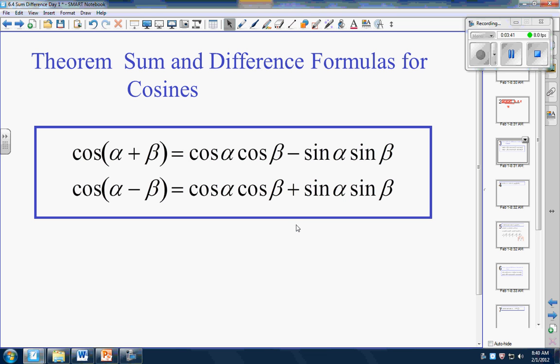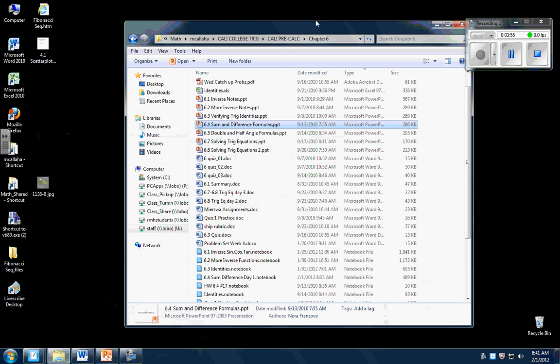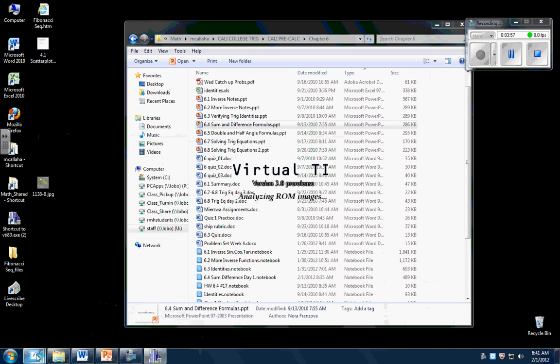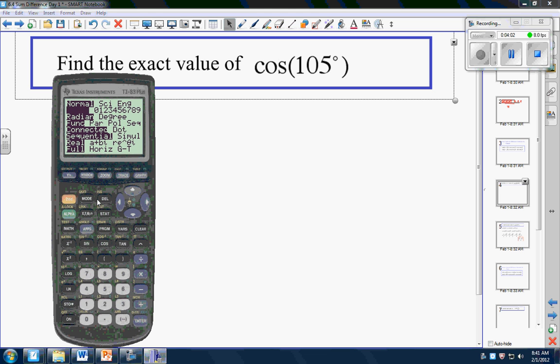So what we're going to look at are things like this. Find the exact value of cosine of 105 degrees. Now, I don't want you to just go to your calculator, put this in degrees and say, okay, cosine of 105 degrees should be negative 0.25. It doesn't do you any good. You can use your calculator to help you check things.